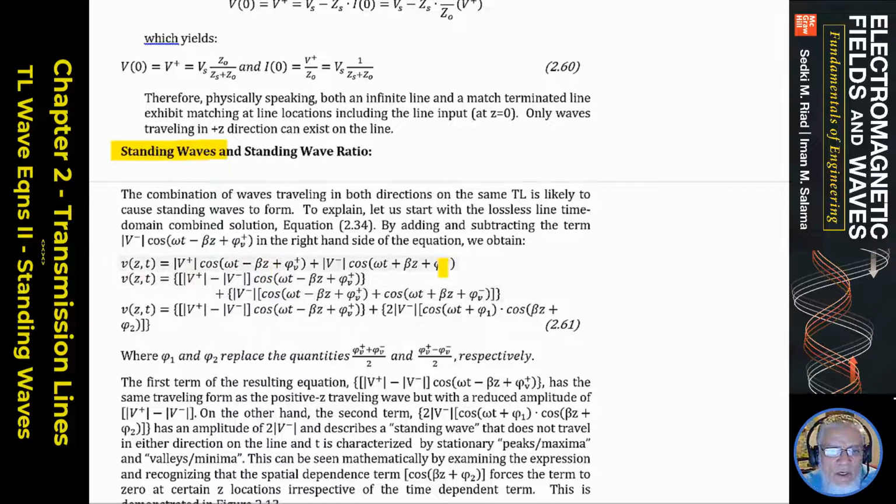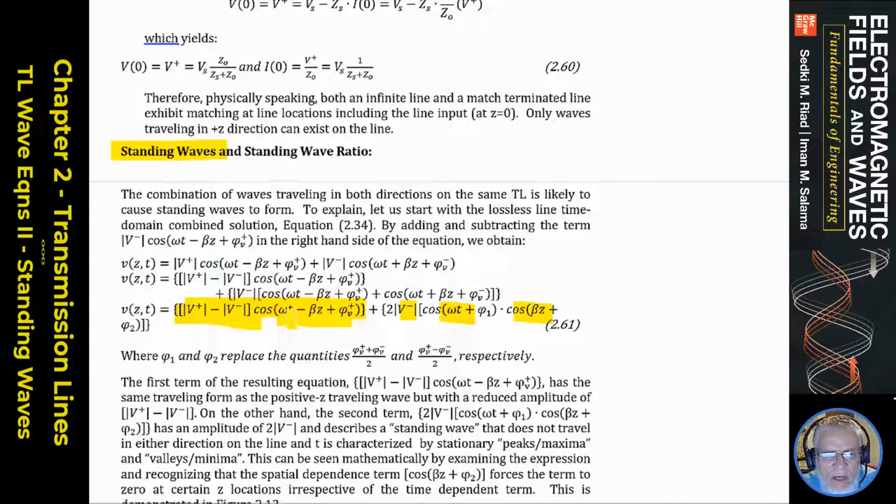Here is V of z and t, V plus cosine, V minus cosine. We are ignoring attenuation for the time being. This wave and that wave combine with each other. I do some manipulation here and end up with this expression. Look at this expression that I have now: something times cosine of omega t minus beta z, plus something else times cosine omega t times cosine beta z. This part here is nothing but the traveling wave, and again omega over beta is your phase velocity.